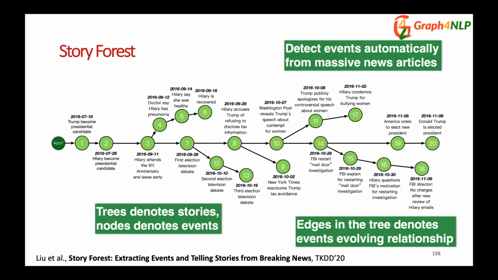If you look at this example, you will see we start from Trump becoming a presidential candidate until he is elected as president. And we have several branches here. Nodes 3 to 6 are about Hillary's health condition, and nodes 14 to 18 are about the FBI investigating the email scandal of Hillary, and so on.